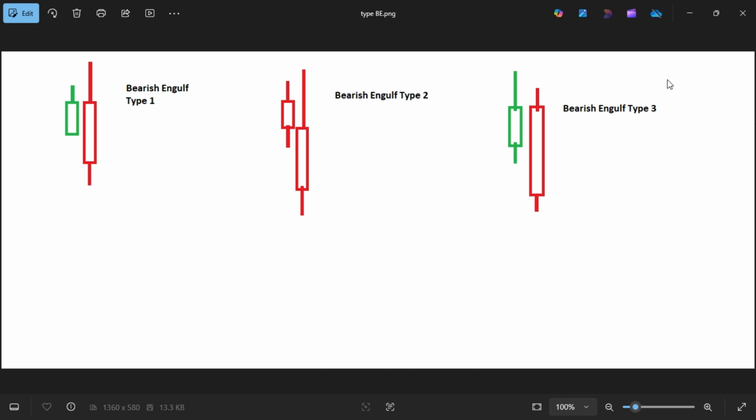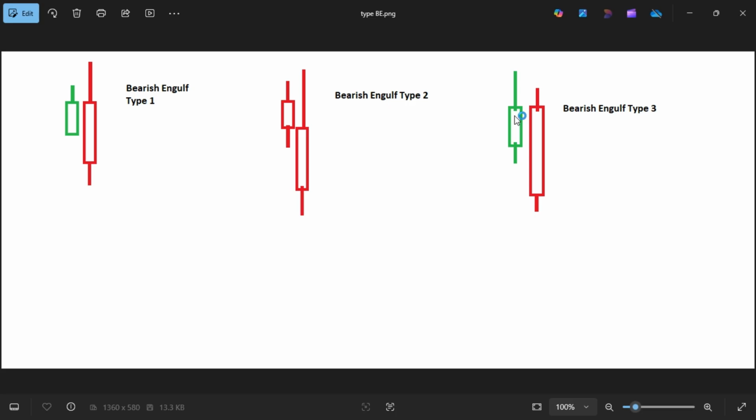the shadow of the first candle, as we can see this shadow, is higher than the shadow of the second candle, which is this one. The first candlestick shadow is higher than the second candle's shadow.